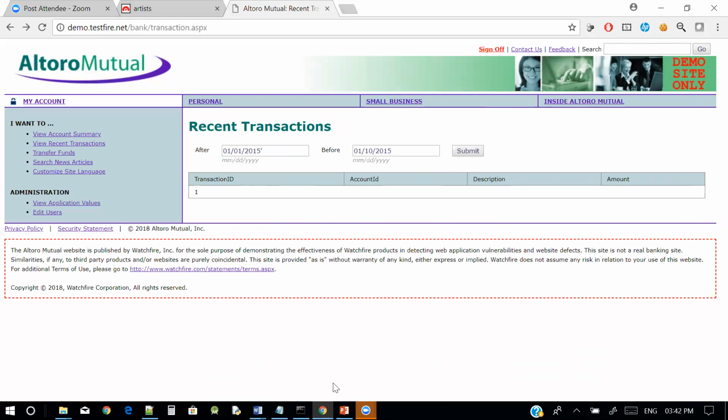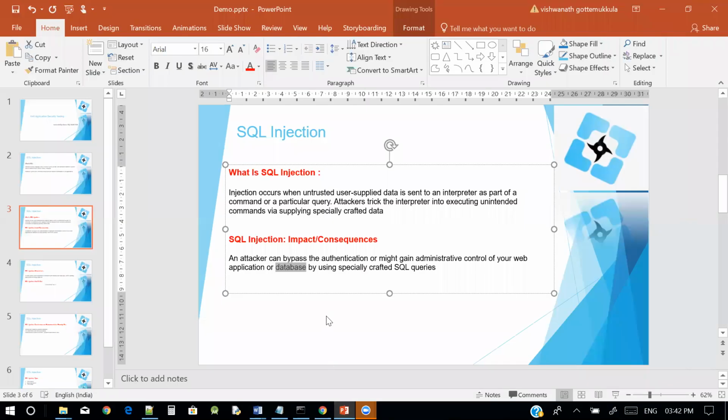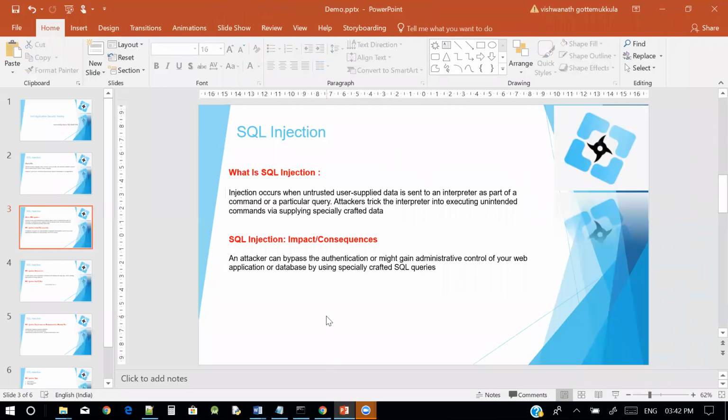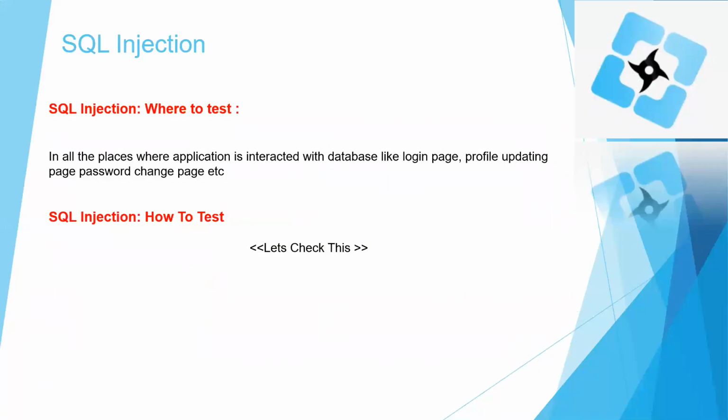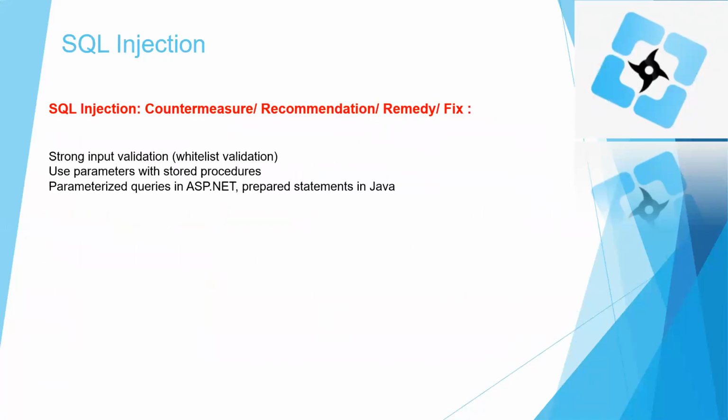Okay, so now we know what the SQL injection vulnerability is, what the consequences are, and where to test: on all the places where the application is interacting with the database. And how to test, we have studied these things. Now the most important thing is the fix.